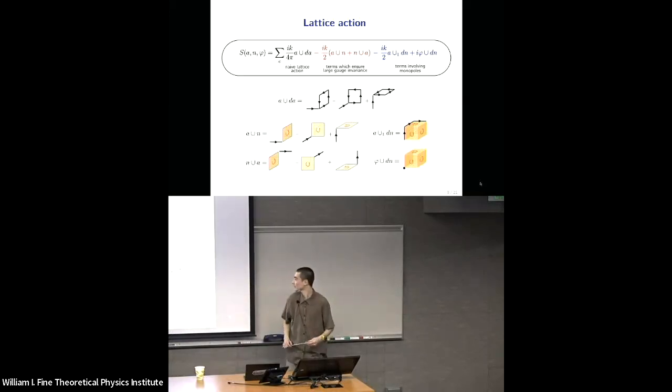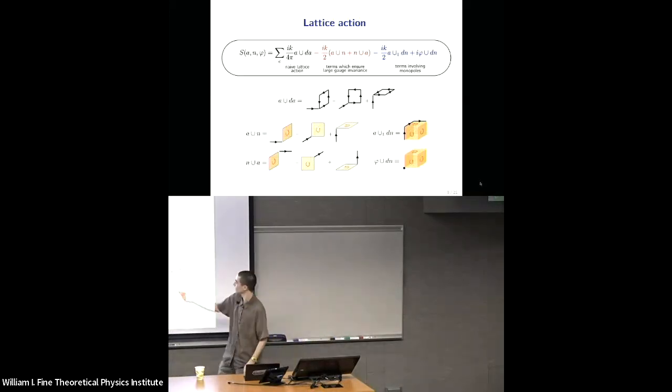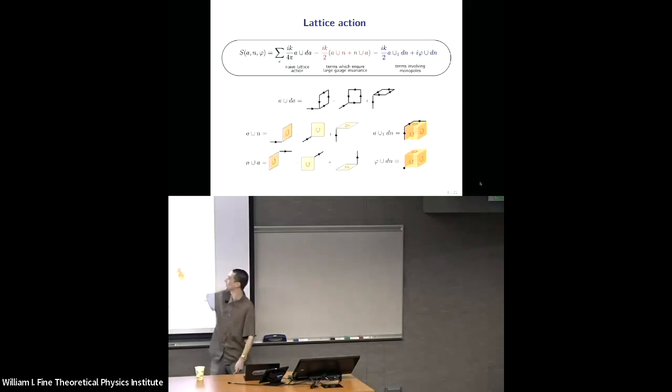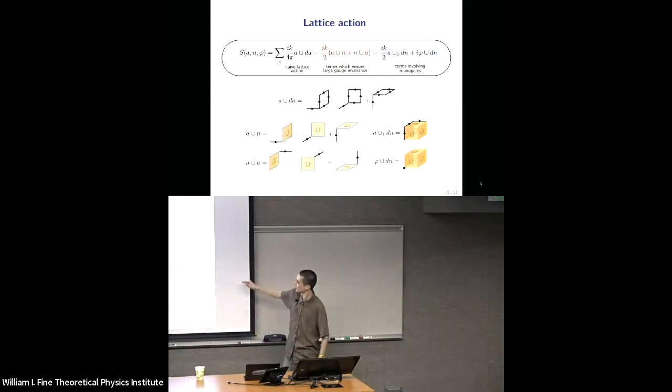So here's the lattice action. This is just the naive lattice version of A wedge dA. We have some terms involving the gauge variable, and then we have terms involving dn, which have to do with monopoles. I'll get to those in a second. These are the building blocks of this action.